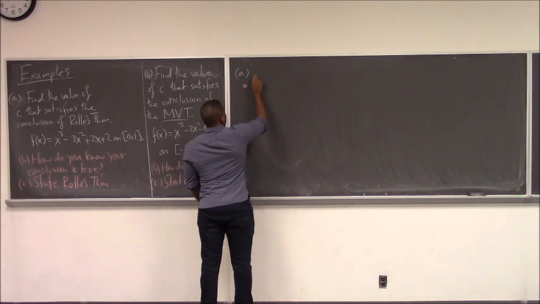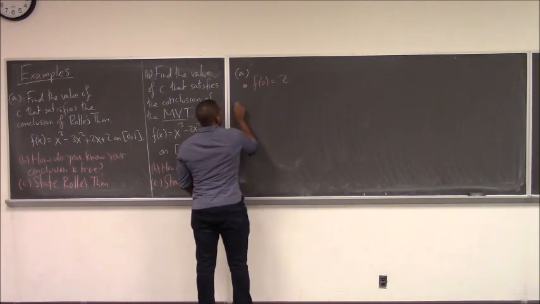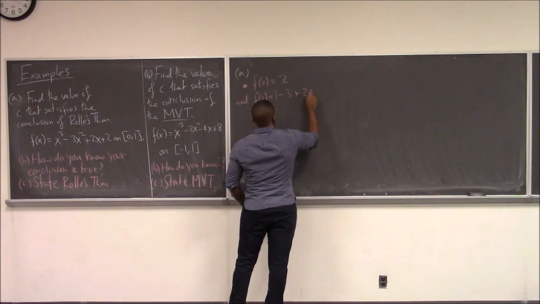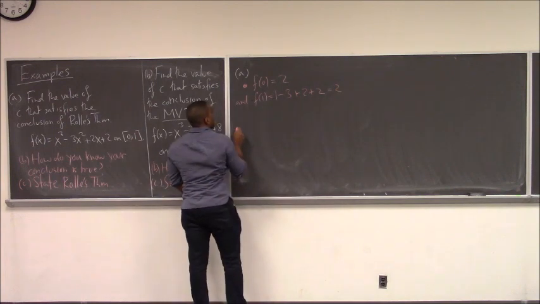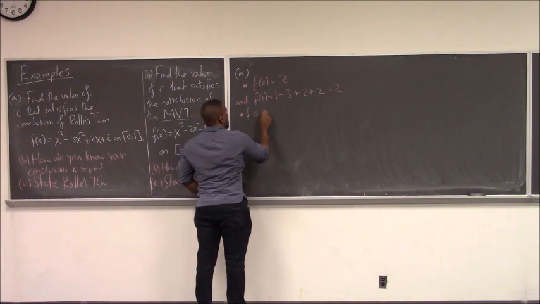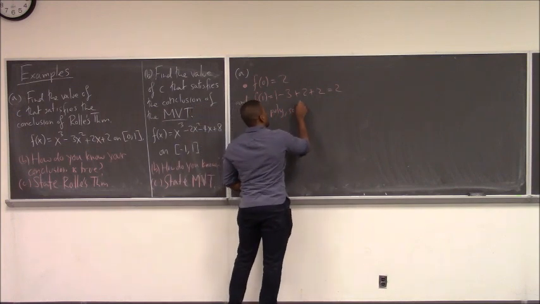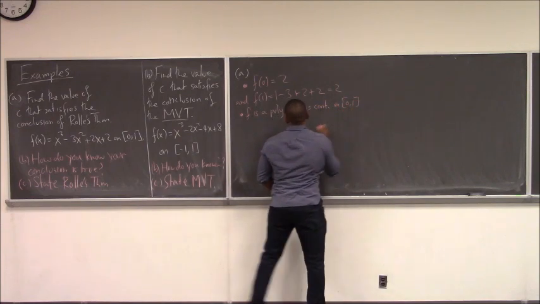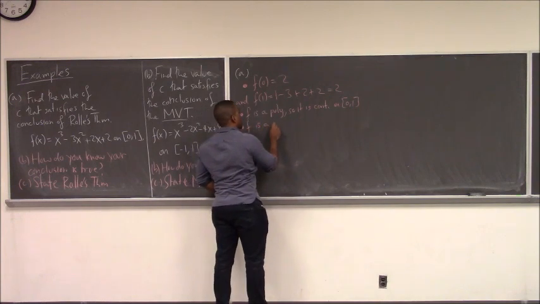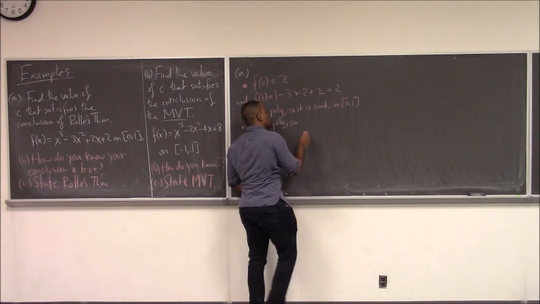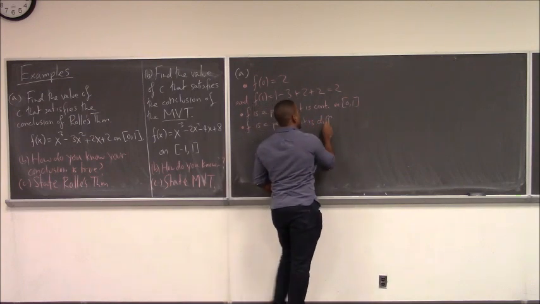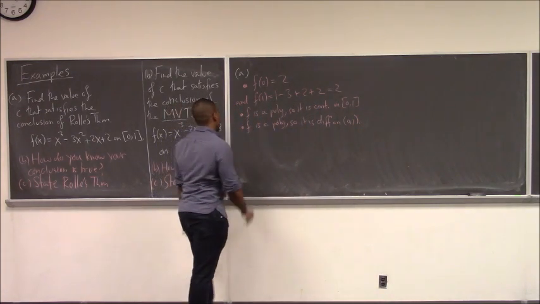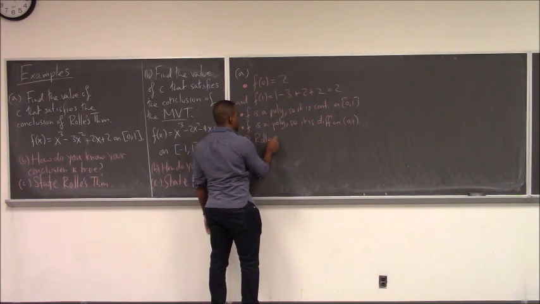Here, f of 0 equals 2, and f of 1 equals 1 minus 3 plus 2 plus 2, which equals 2. f is a polynomial, so it is continuous on [0, 1], and it is differentiable on (0, 1) via the power rule. This implies Rolle's theorem applies.